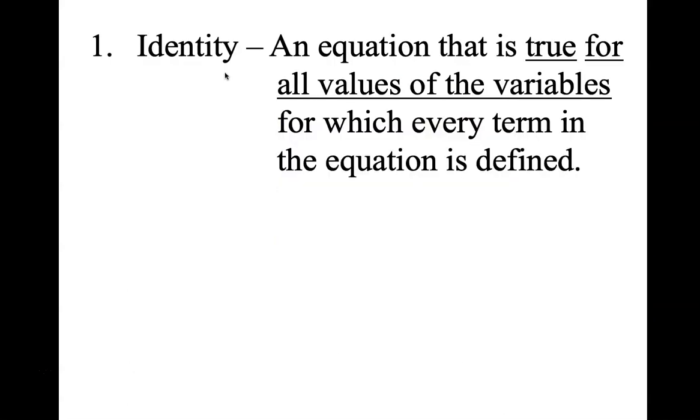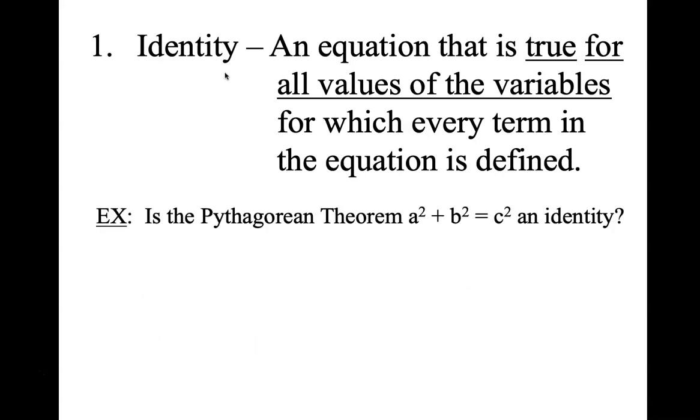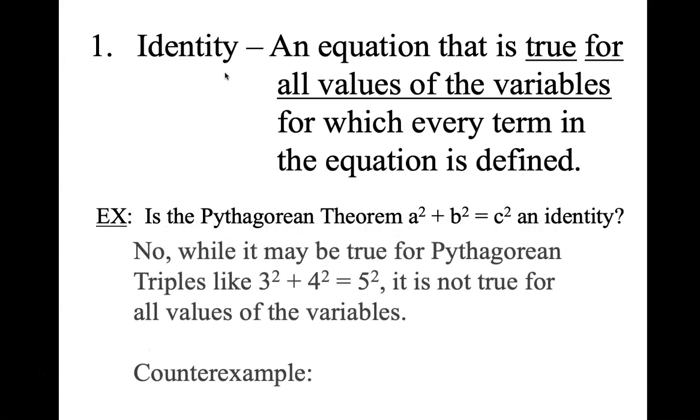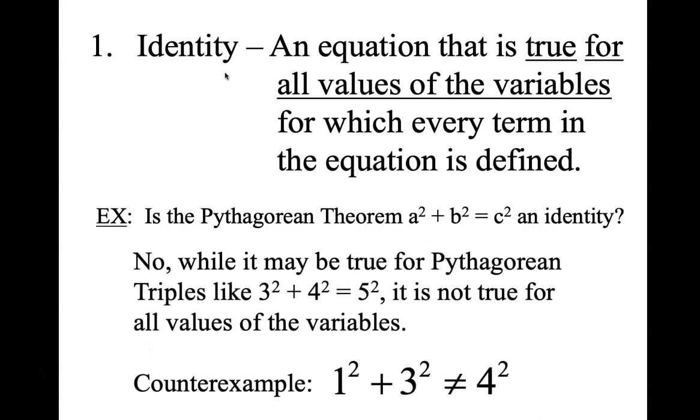First off, what is an identity? Well, basically it's an equation that is true for all variables for which every term is defined. So if there's something undefined, it does not qualify as being an identity. So for example, is the Pythagorean theorem an identity? Quick answer, no, it's not.